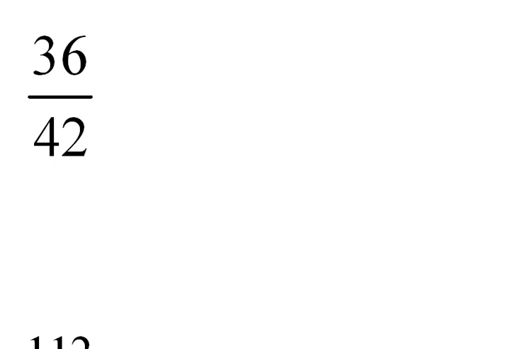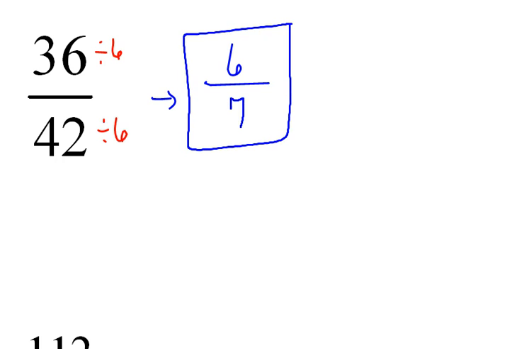Here we have 36 over 42. And because these are both even numbers, we know that 2 will go into both of them. But there is something larger. These are actually both divisible by 6. So if we were to divide both sides, or top and bottom, by 6, 36 divided by 6 would be 6, and 42 divided by 6 would be 7. So this would simplify into 6 over 7.